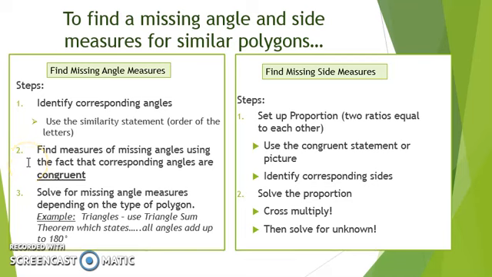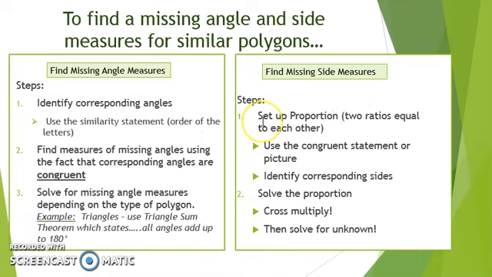Then you can find missing angle measures using the fact that corresponding angles are congruent, because we already know they're similar. Sometimes you might have to find a missing angle measure using other theorems, postulates or definitions. For example, with triangles, we can use the triangle sum theorem, which states all angles add up to 180 degrees. So if we're given two angle measures, we can find the third missing angle measure.